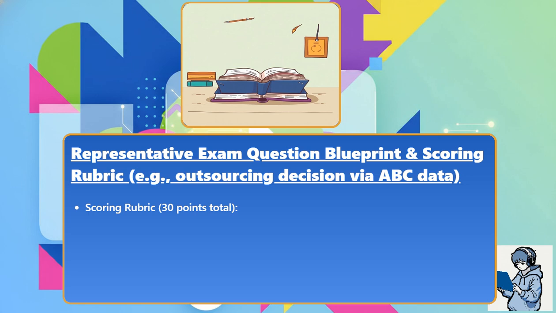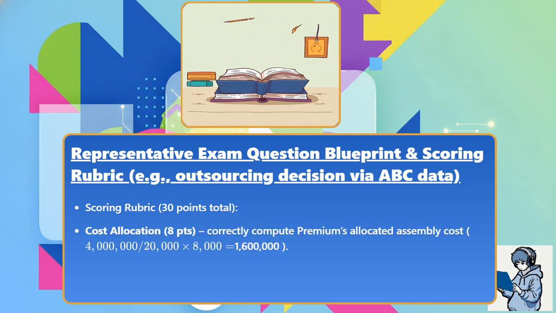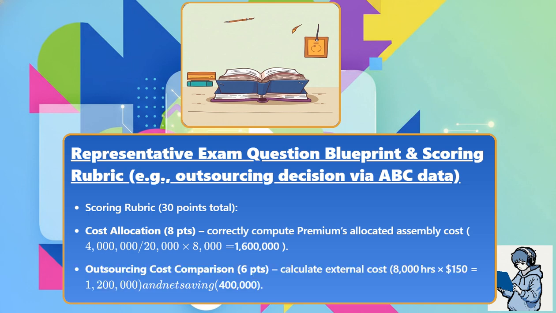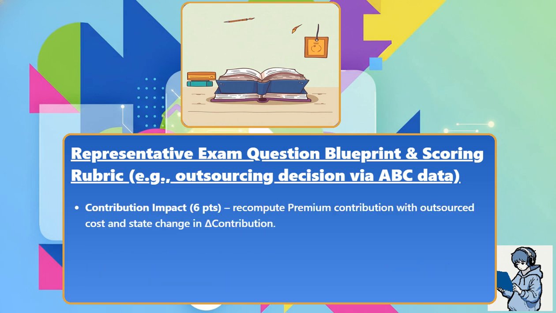Scoring rubric, 30 points total. Cost allocation, 8 points: correctly compute Premium's allocated assembly cost, $4 million divided by 20,000 times 8,000 equals $1,600,000. Outsourcing cost comparison, 6 points: calculate external cost, 8,000 hours times $150 equals $1,200,000, and net saving $400,000. Contribution impact, 6 points: recompute Premium contribution with outsourced cost and state the change in contribution.